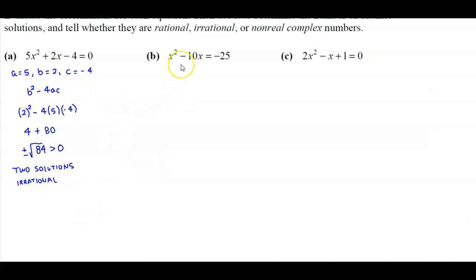Okay, let's go to part B. So in this case here, we need to subtract or add that 25 to both sides. So we have x squared minus 10x plus 25, and then we're going to set that equal to 0. We know that A is going to equal 1. We know that B is equal to negative 10. And we know the value of C is equal to 25.